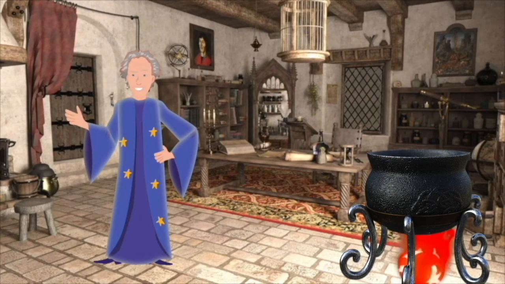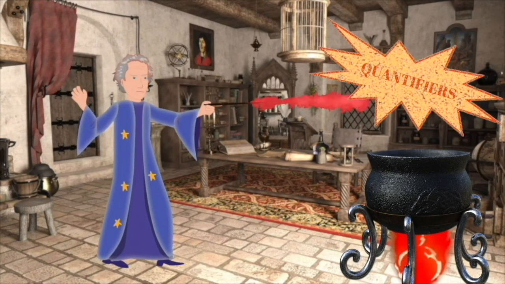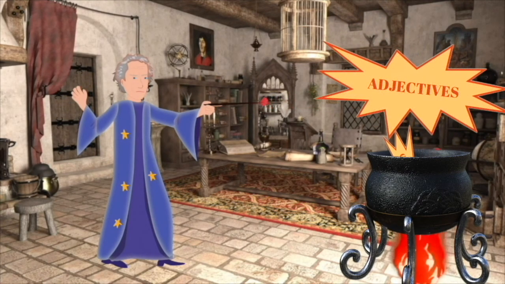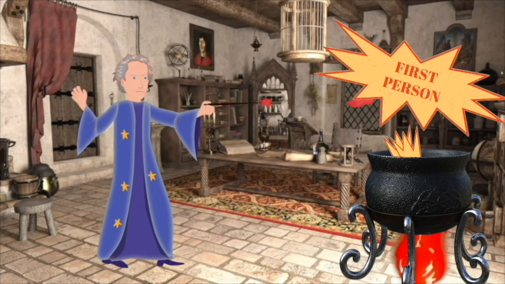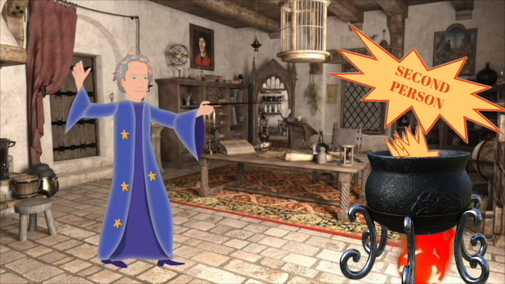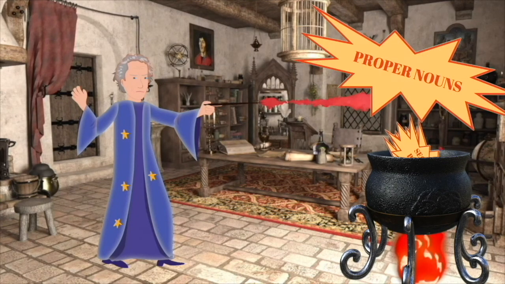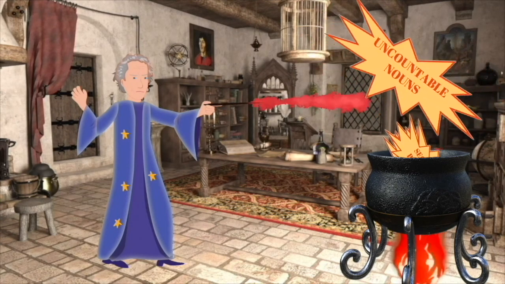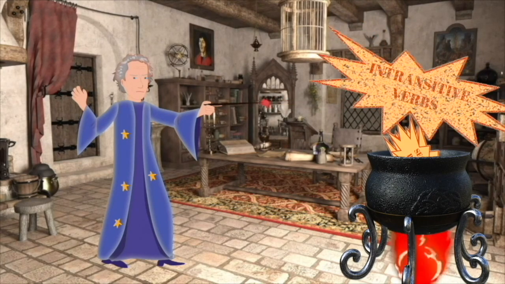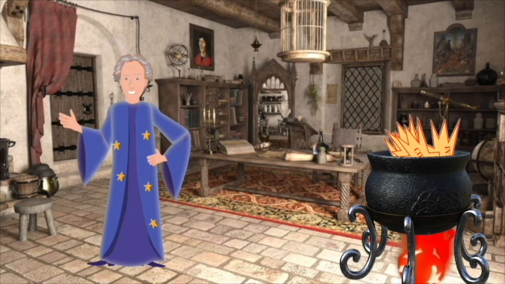To get the best out of this structure, we need to add a few more ingredients to the pot. Shazam! Quantifiers. Shazam! Adjectives. Shazam! The first person of the verb. Shazam! The second person of the verb. And pronouns. And proper nouns. Uncountable nouns. Adverbs. Intransitive verbs. That'll give us a few more options. Let's take a look at those.